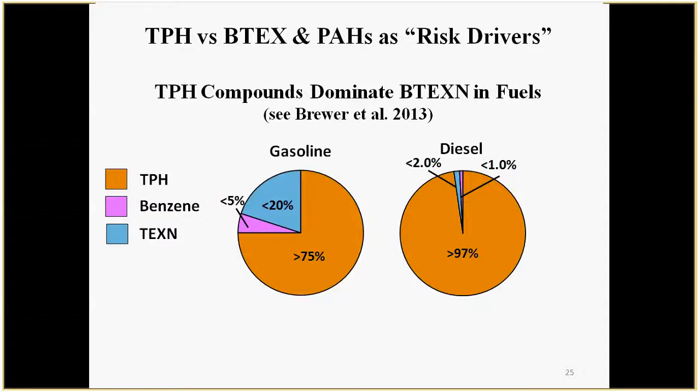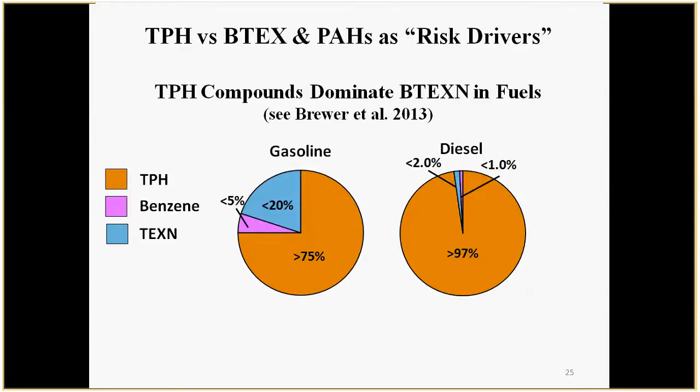So the next thing is TPH risk: TPH versus BTEX and PHs as risk drivers. We'll talk more about this in the case studies. A key thing to keep in mind here is that TPH dominates BTEX in fuels. For gasoline, the TPH component makes up about 75% of the compounds in gasoline fuels. Benzene is maybe less than 5%, way less than that these days. The other aromatic compounds may be up to 20%. For diesel, TPH typically makes up about 97% or more of the compounds in diesel fuel, with just a minor amount of individual aromatic compounds.